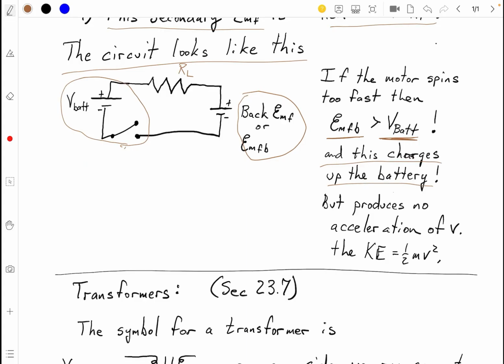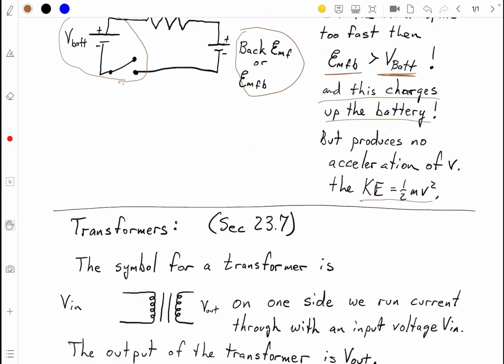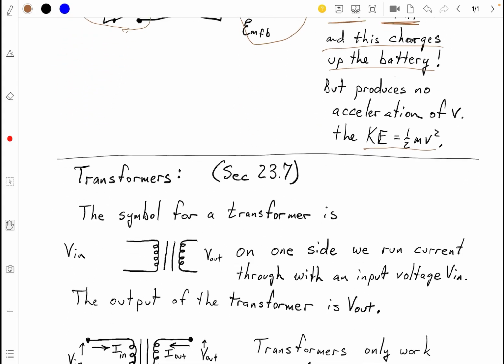Of course, at that point, you're no longer producing an acceleration. You're no longer getting your kinetic energy out of it. You're probably slowing down, actually. So it's not super helpful, but it's a thing that happens, and I want you guys to know about it because there's a question about back EMF.